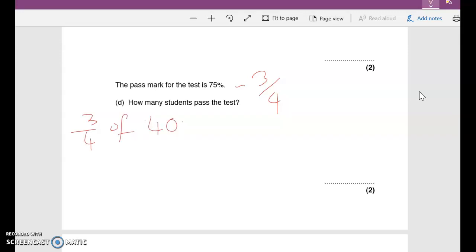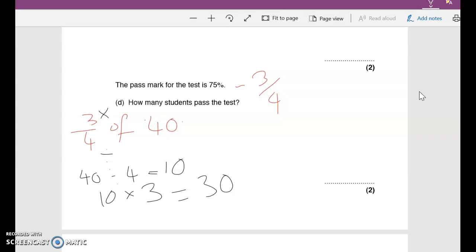So you may remember that you divide by the bottom of the fraction and times by the top. So we're going to divide first because it makes it smaller and then easier to multiply. So 40 divided by 4 is 10, and then 10 times 3 is 30. So the pass mark is 30 on the test.